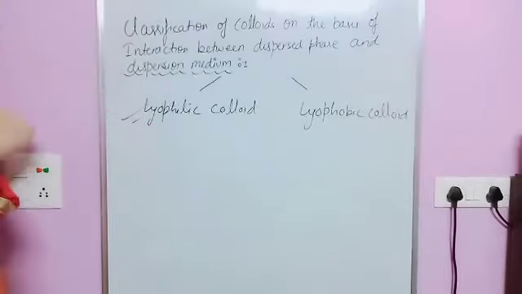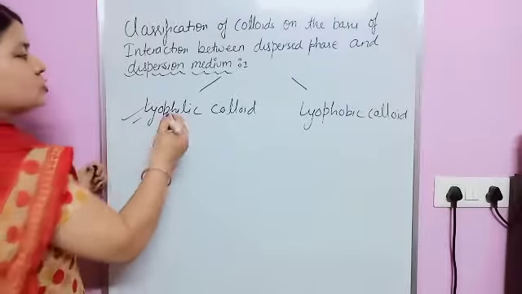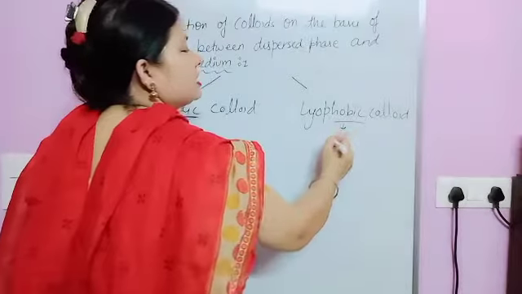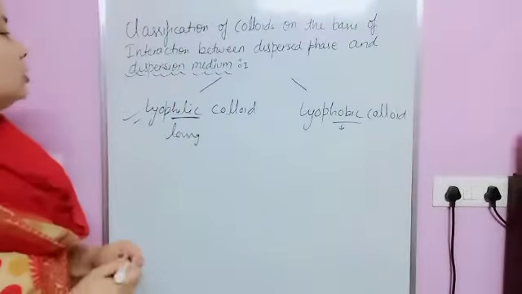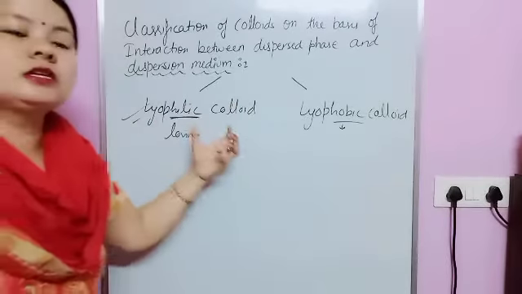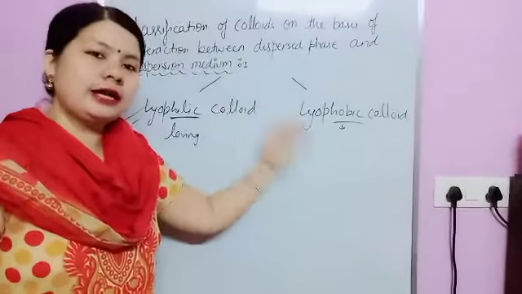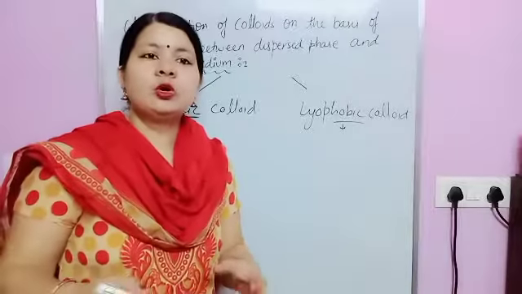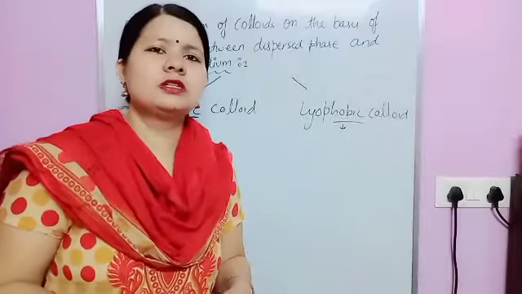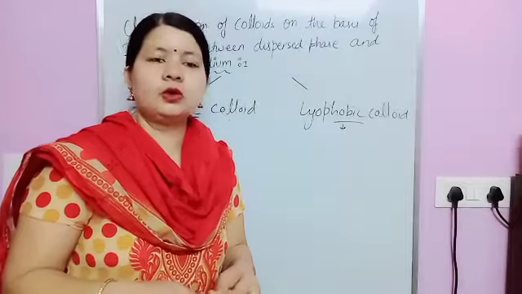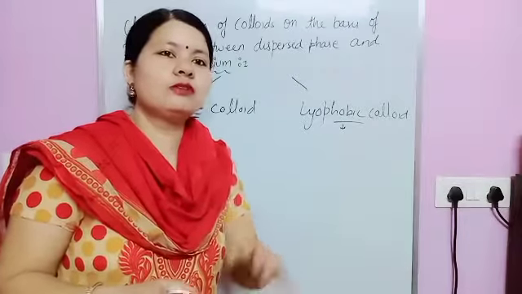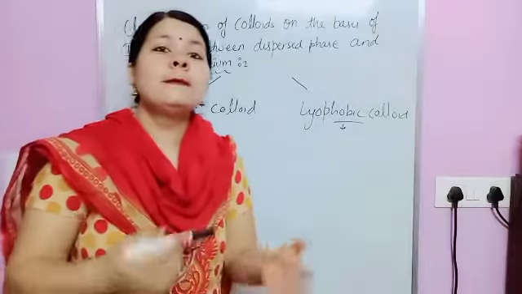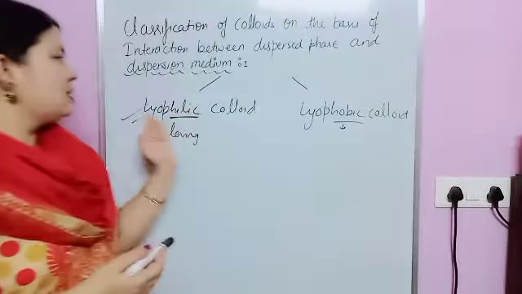Now just see, in case of lyophilic, philic means loving, and phobic means it's a hater, you can say. So in case of lyophilic, there is a great affinity or attraction, or you can say love, between dispersed phase and dispersion medium. In this case, the colloidal particles of dispersed phase have a great affinity towards dispersion medium. That one is known as lyophilic colloid.